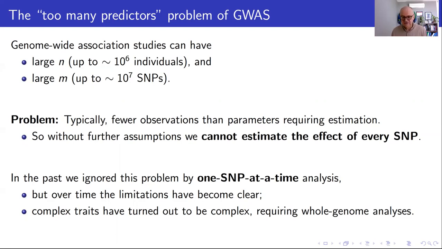Now you might think we don't really have a problem there, because we just test one SNP at a time. Of course, that was the original approach. It does work to some extent, but the limitations soon became clear. Complex traits turned out to be very complex, so you really need to look at the effect of each SNP in the context of the effects of all the other SNPs.